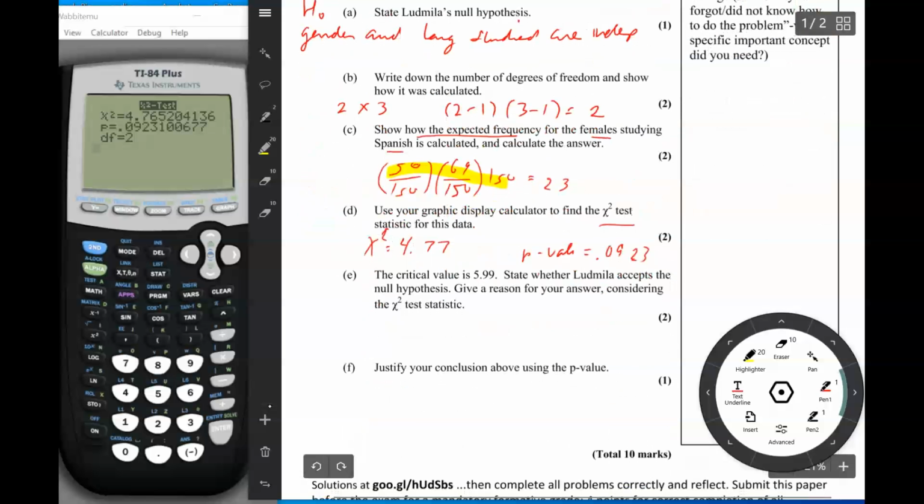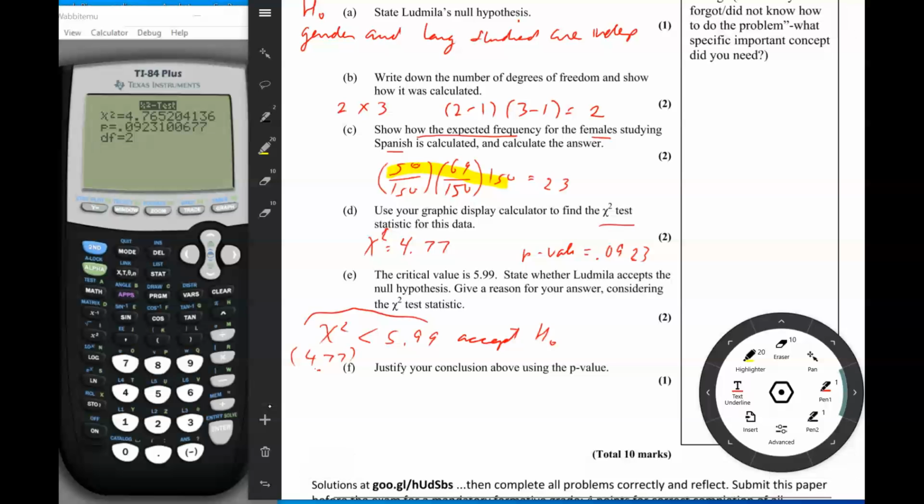Okay, now I'm going to go to the next step, and it says the critical value is 5.99. State whether Ludmilla accepts the null hypothesis. So give a reason for your answer considering the chi-squared test statistic. Well, according to this, the chi-squared test statistic of 4.77 is less than the critical value of 5.99, right? 4.77 is less than 5.99, so we accept the null hypothesis. Okay, and the reason that we're giving is because the chi-square statistic, which is 4.77, is less than the critical value of 5.99.